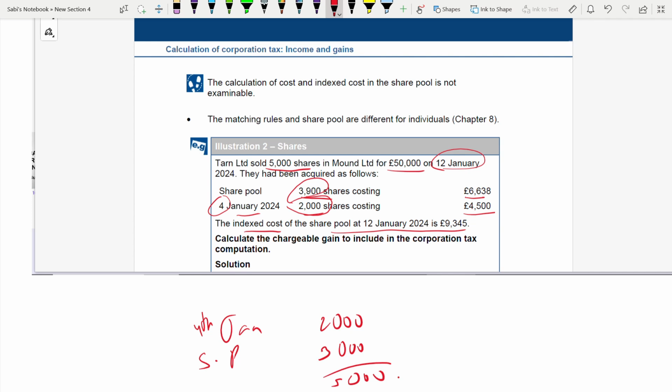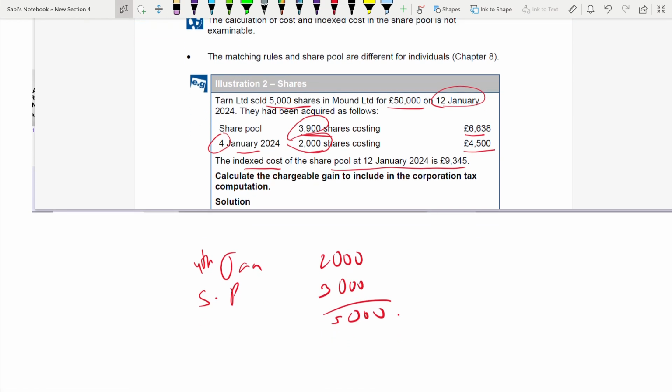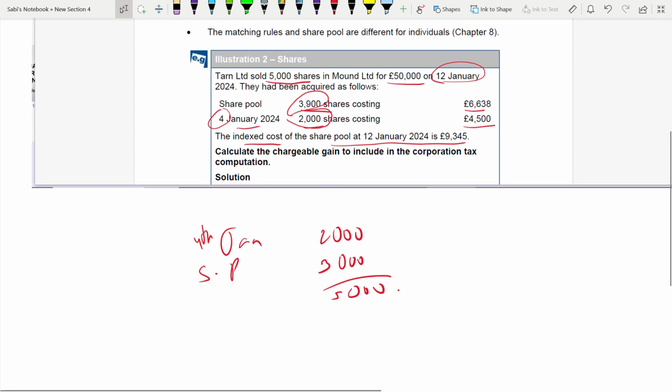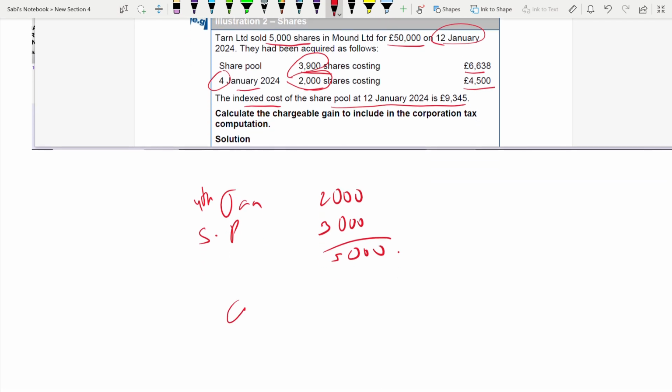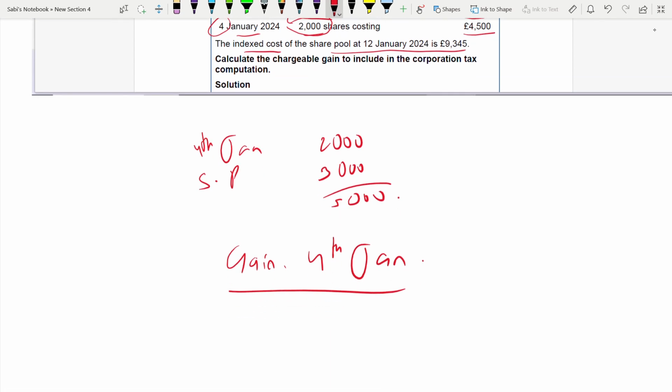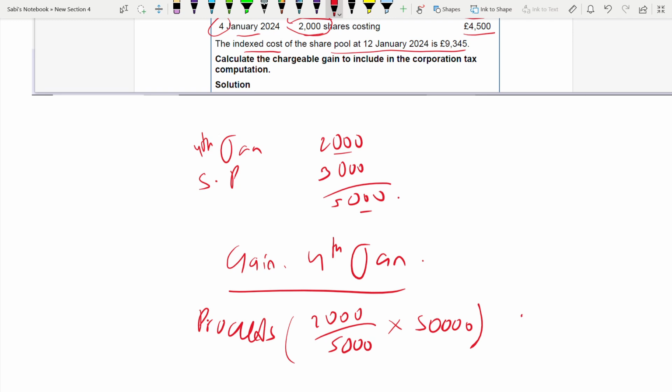Now you have to calculate two gains: one from the share pool, one from shares acquired in the last 9 days. So, gain on shares acquired in the last 9 days. This is for the 4th Jan. So what is the proceed? You have sold 2000 out of 5000. What is the proceed? 50,000. You have sold it for 50,000. So it's 20,000.